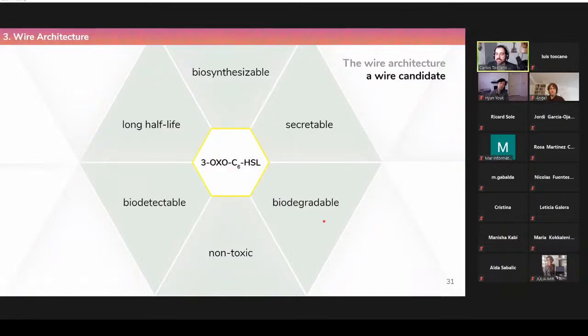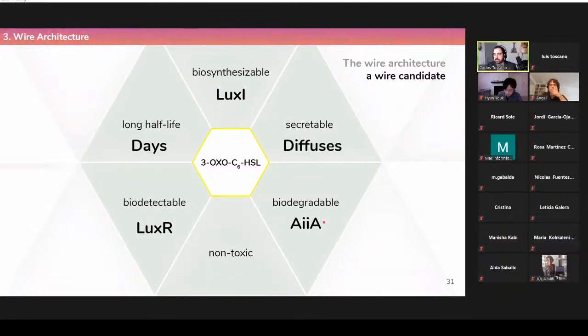We could, for instance, give an example, which is 3-oxo-C6 homoserine lactone. It has been widely used, and it can be synthesized by LuxI. It can be sensed by the transcription factor LuxR. It can be degraded by the AiiA enzyme from Bacillus species, and at the same time, it has a long half-life, in this case, days. Very convenient if you expect your circuits to act in hours. It diffuses through the membrane, so it secretes itself to the media.